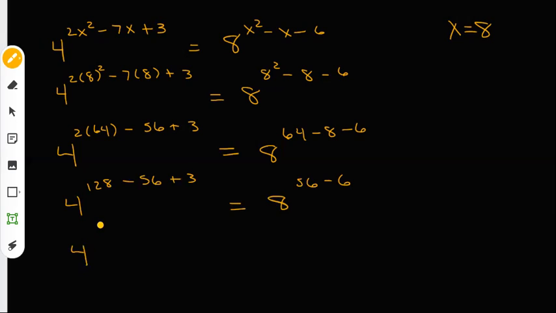On the left side, I have 128 plus 3. So let's make that a 131. Then we have minus 56. We can make this 11. Take 1 away, so that's a 2. And then make it a 12 and take away the 1. So I get 75. Yep. So 4 to the 75 power. On the other side, I'm going to have 56 minus 6 in the exponent. That's going to give me 50.